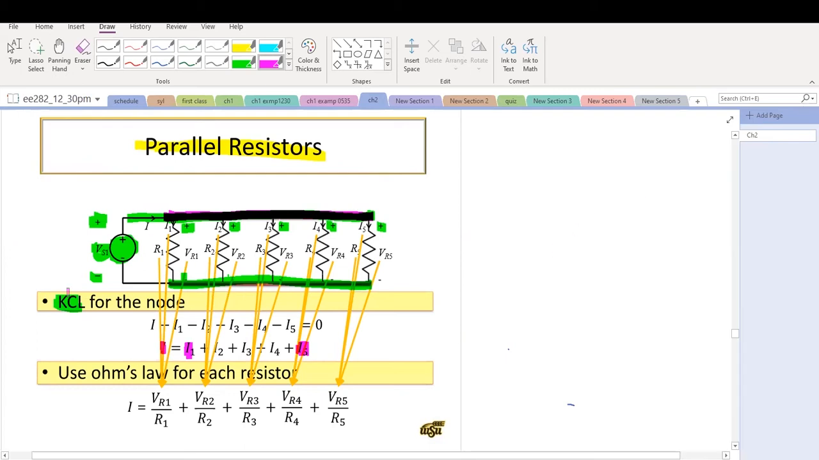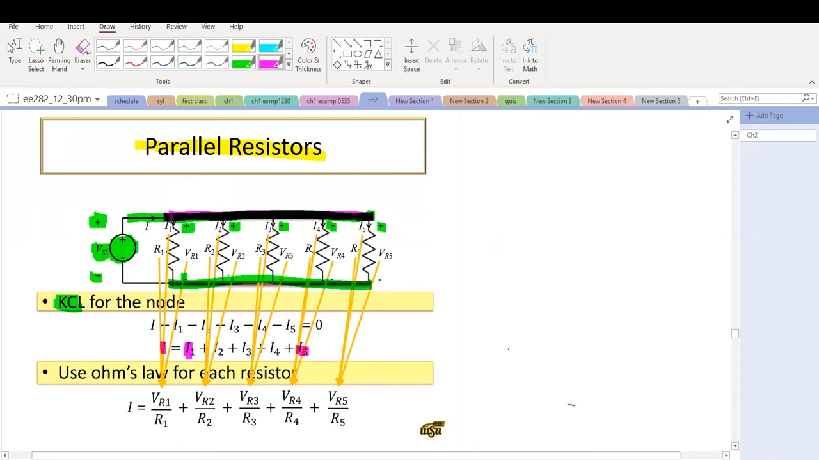In this case, we apply KCL because everything is in parallel connection. There's no point in applying KVL here because there's only one voltage. Can we apply it? Yes, we can, but we don't get any new information. If we apply KCL, we get new information because it relates to the currents I1, I2, up to I5, which are all unknowns. We're interested in solving for all of those.